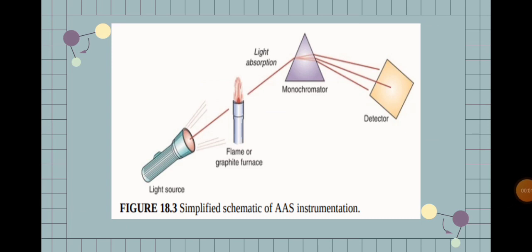This is an example of a simplified schematic of AAS instrumentation. So the light source, flame or graphite furnace, monochromator, and detector are the four most important components of an AA spectrophotometer.